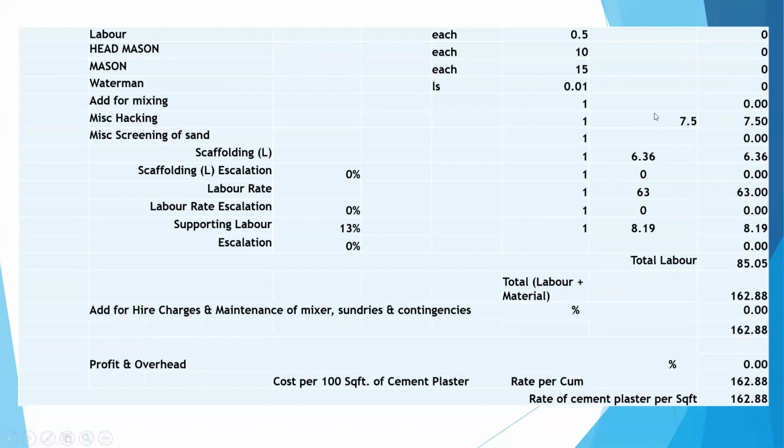Labor: mason 0.5, mason 10, waterman 15, that is 0.01. Add for mixing 1. Scaffolding labor 6.36. Labor rate 63 rupees. Supporting labor 8.15. So the total labor cost is 85.05. So total labor plus material will be 162.88 for a 12 mm thick plaster.